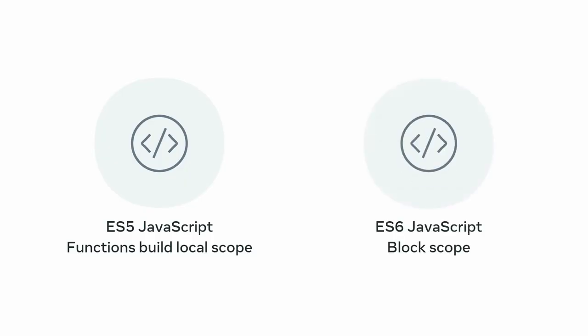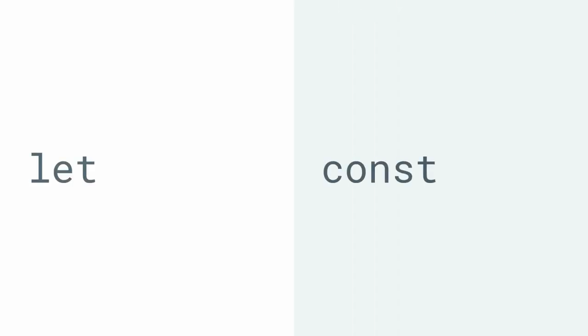The ES6 version of JavaScript introduced a new variety of scope, known as the block scope. Block scope states that a variable declared in a block of code is only accessible inside that block. All the other code outside of the code block cannot access it. Block scope is built when you declare variables using let or const.